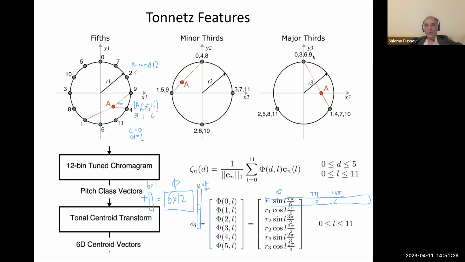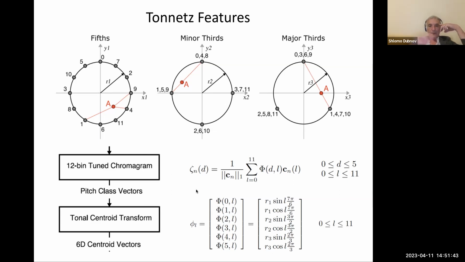Now, why is this interesting? Why do people consider that? Well, many chords, and again, we'll talk about this more when we switch to the next set of slides, in some sense are judged in terms of their amount of fifths, minor thirds, and major thirds that are present inside the chords or between the different notes in the chord.